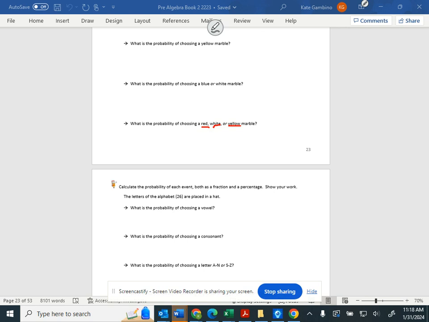So wait, when you added red, white, and yellow together, what did you get? Was it 36? 36. And then 60 on the bottom because there's 60 marbles. And I got 60%. That is 60%, so it is likely.